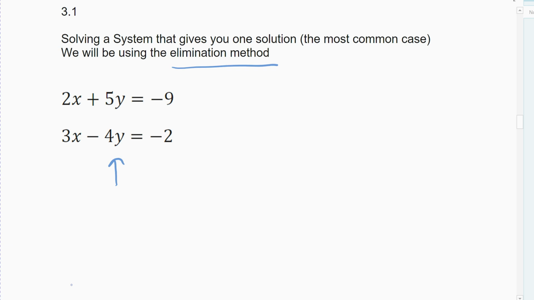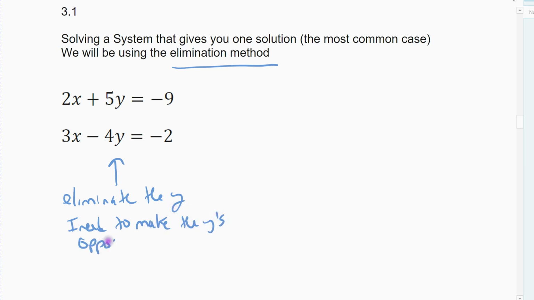And so that's my rule of thumb. If they're not, then I just pick whichever one I want to pick. But that's the first thing I look for, because I tend to lose negatives. So I pick one where I've already got a negative and a positive, so I don't have to worry about any negatives. All right, so I'm going to eliminate the y. Which means I need to make the y's opposites, they already are, but of the same value.